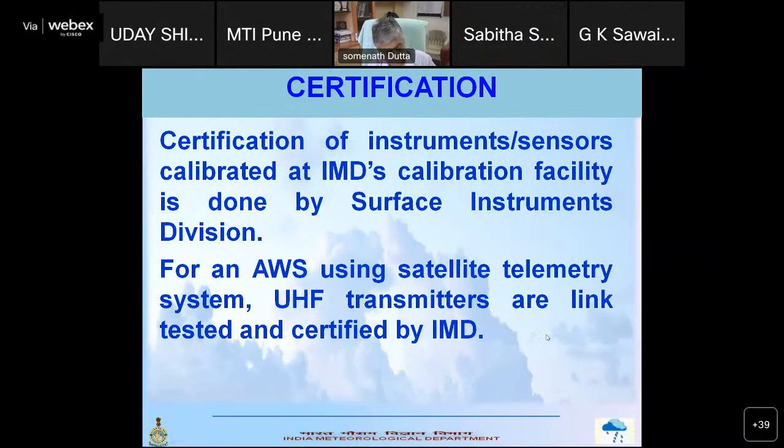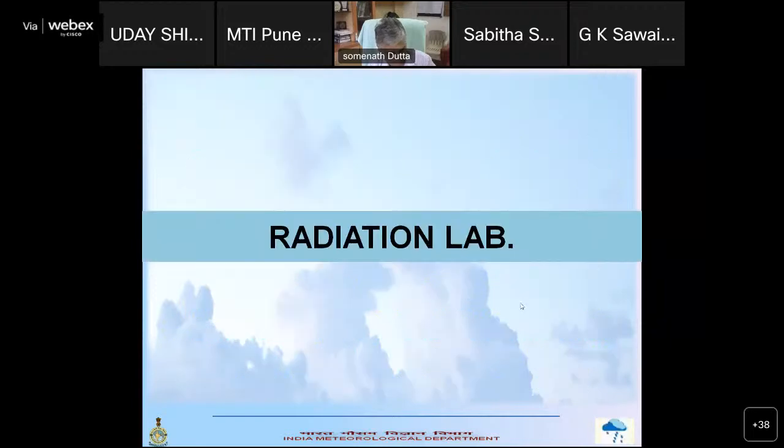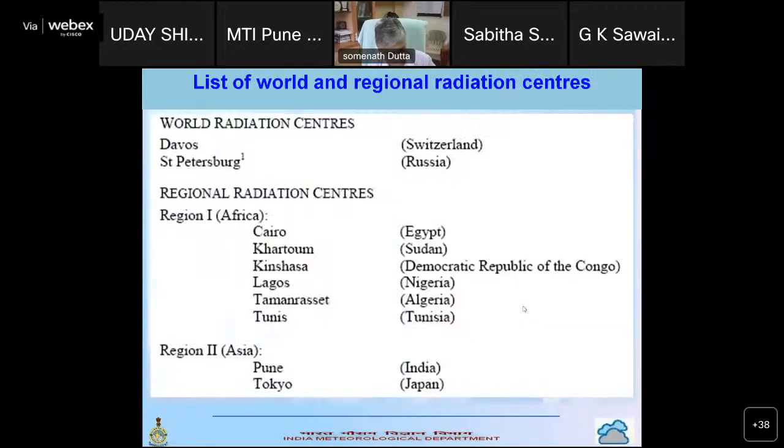After calibration, we issue the certificate to the particular instruments which come from private agencies, the Indian Air Force, the Indian Navy. They send their equipment, medical instruments, to the calibration lab, and we issue the certification. We also give training to the Indian Air Force and Indian Navy in the maintenance and operation of the instrumentation. Now these radiation instruments are there.